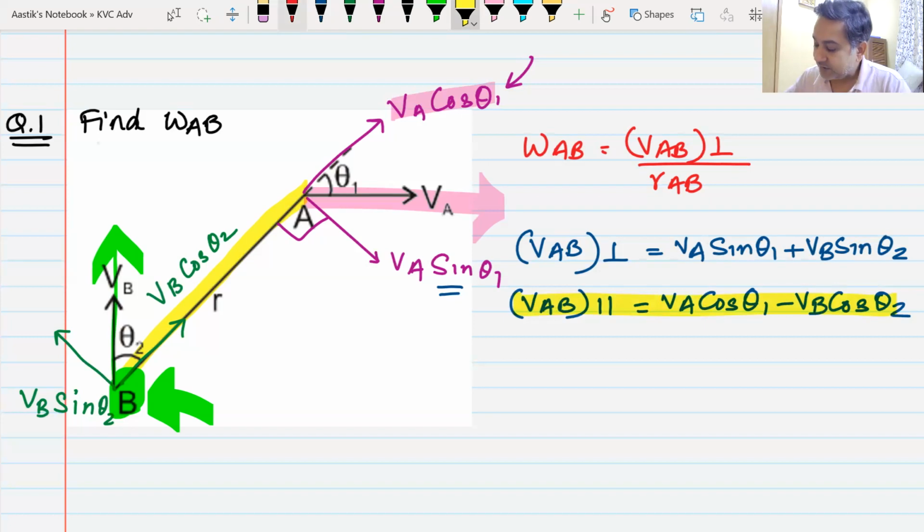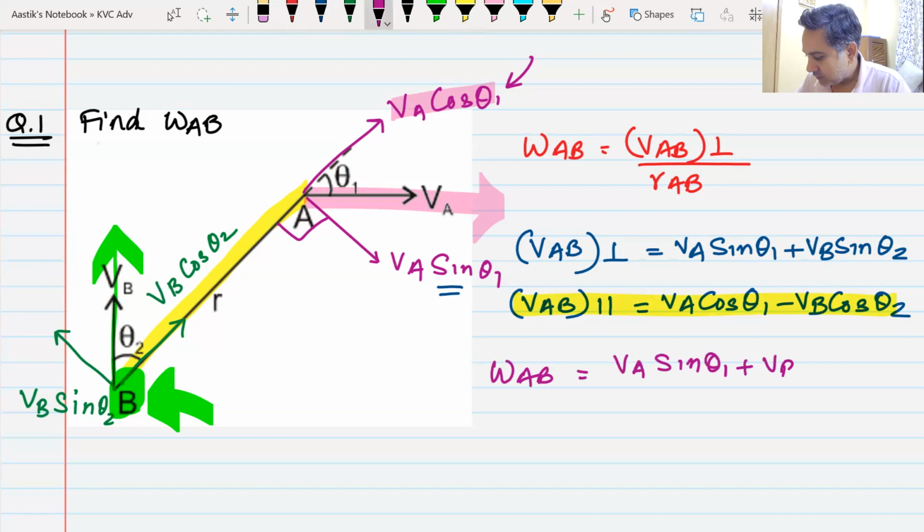So now I can find the angular velocity. Angular velocity of A with respect to B is simply V_AB, so that is VA sin theta 1 plus VB sin theta 2, divided by the perpendicular distance r.